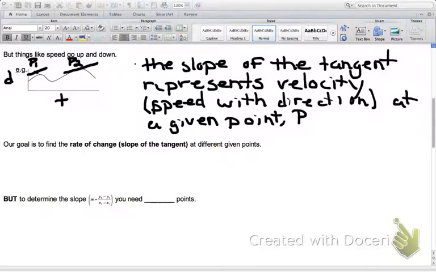This is a concept that we did review in advanced functions. However, in calculus, we'll be using a different method. So our goal is to find the rate of change, which is the slope of the tangent at different given points. But to determine the slope, which recall here as well is m equals y2 minus y1 over x2 minus x1, you need 2 points.